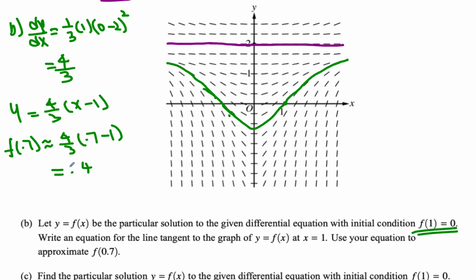But in fact, it's got to be negative 0.4. When you look at it, 0.7 is a little bit below 1. It should be around negative 0.4, somewhere down here. All right, so that was part B.